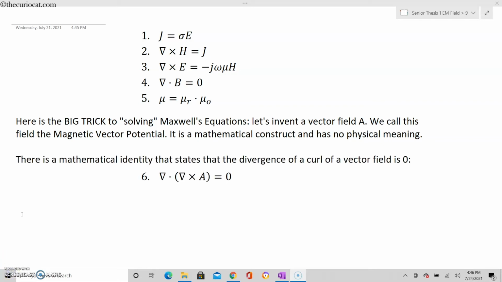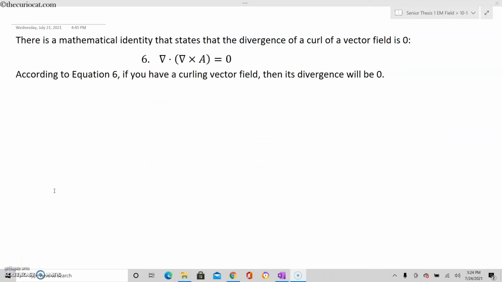Once we have invented this vector field A, there is a mathematical identity that states that the divergence of a curl of a vector field is 0. Okay, so what does that mean? It is actually very simple. Equation 6 tells you that if you have a curling vector field, then its divergence will be 0.